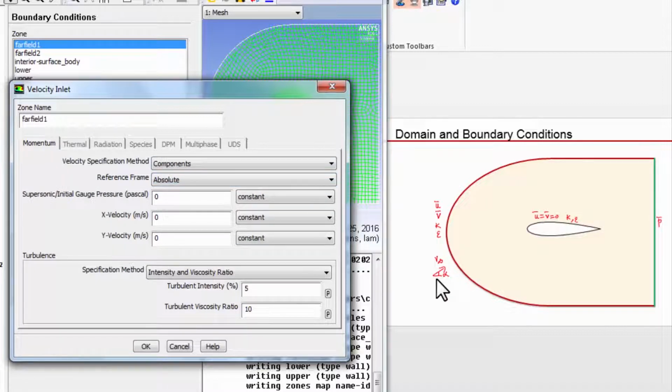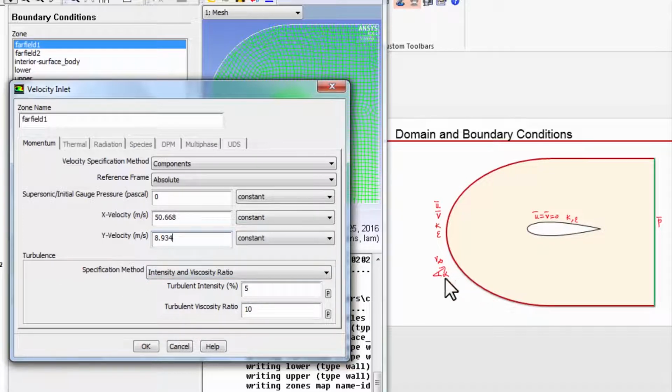The velocity in the x direction is v infinity cosine alpha, and that turns out to be 50.668. And similarly, the velocity in the y direction is v infinity sine alpha, and that turns out to be 8.934. This is an initial guess for the pressure. We leave the gauge pressure to be zero.